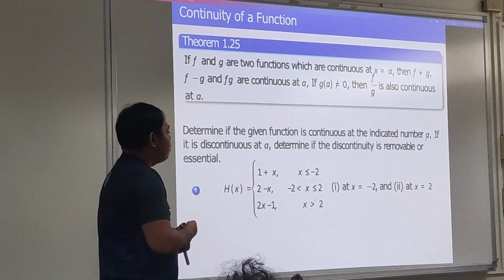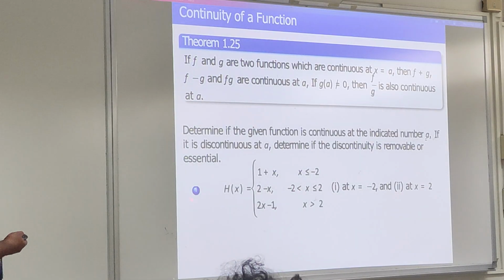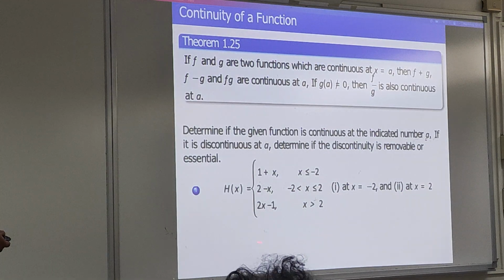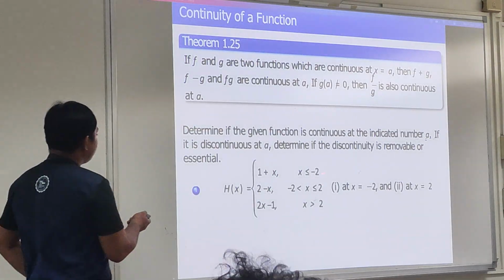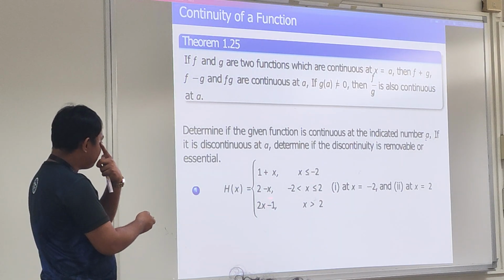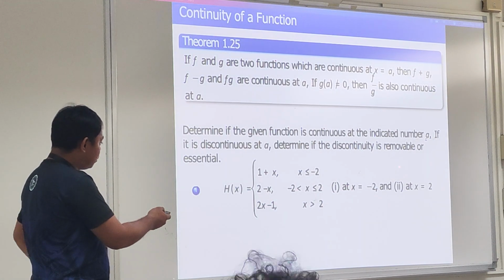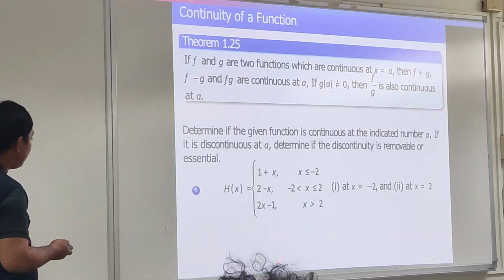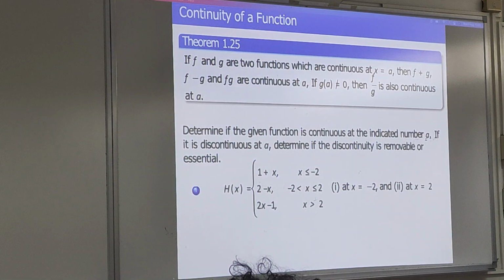Okay, given this piecewise function h of x, it's given by the following values: 1 plus x when x is less than or equal to negative 2; 2 minus x if x is between negative 2 and 2 included; and 2x minus 1 if x is greater than 2. So you are to evaluate if this is continuous at x equals negative 2 or at x equals 2.